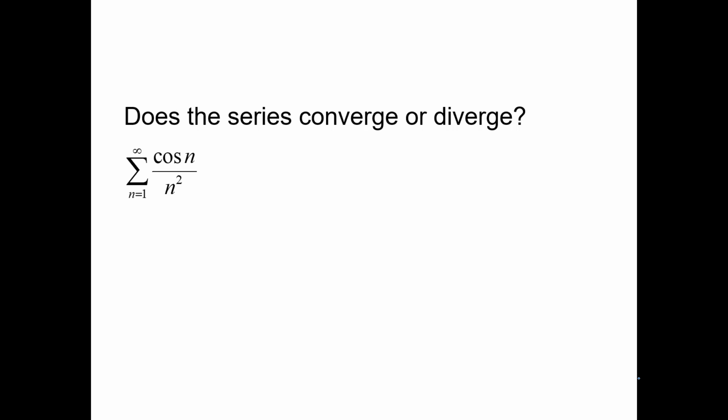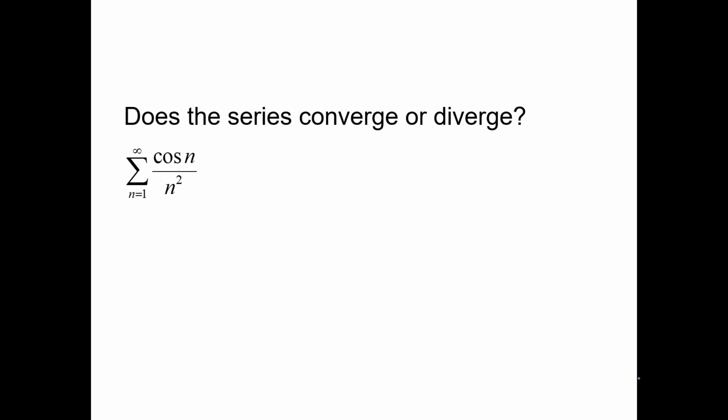Okay, so this is not an alternating series. An alternating series is going to alternate plus, minus, plus, minus. For some values of n, this series will be positive. For some values of n, the term will be negative, but it doesn't go positive, negative, positive, negative. It's sometimes positive, sometimes negative. But what you should see is that it does have an n squared on the bottom.